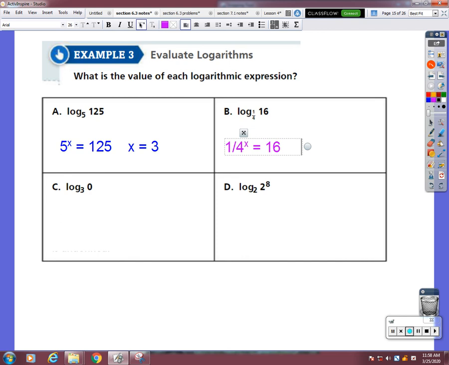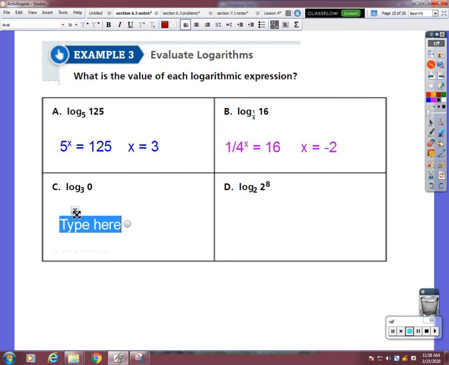Then, since it's a fraction, I don't know if you remember this, but the way that you get fractions out of exponents is you make the exponent negative. So in this case, if I took 1/4 and raised it to the negative 2 power, I would get 16 as an answer. 1/4 squared is 1/16. 1/4 to the negative 2 is 16. Okay?